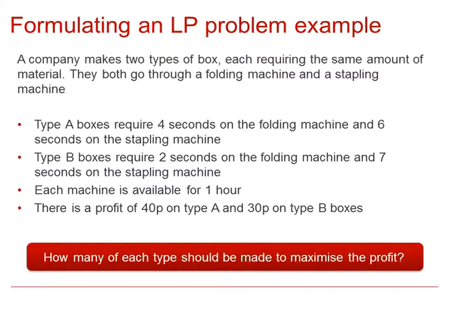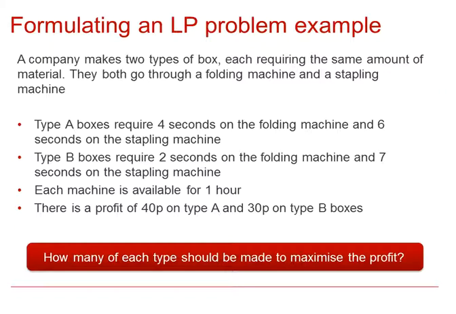Here's a typical linear programming problem. A company makes two types of box, each requiring the same amount of material. And to make either box, they both go through a folding machine and a stapling machine. We're given the following information: that type A boxes require 4 seconds on the folding machine and 6 seconds on the stapling machine, whilst type B boxes require only 2 seconds on the folding machine but 7 seconds on the stapling machine. Each machine is available for 1 hour, and there is a profit of 40 pence per box on type A boxes and 30 pence per box on type B boxes.